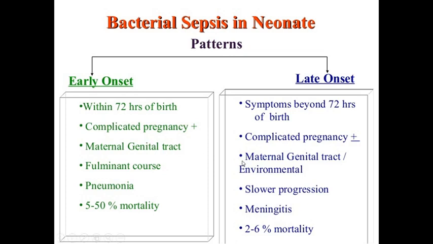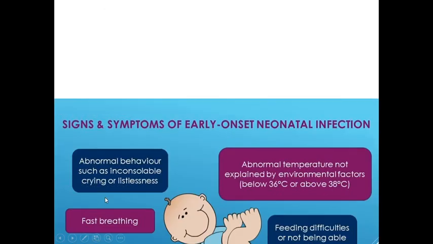And which one has got the highest mortality? Mortality is the death rate. The highest risk of death is in early onset neonatal sepsis, where the mortality is about 50%, whereas late onset neonatal sepsis has a lesser mortality of around 2 to 6%.